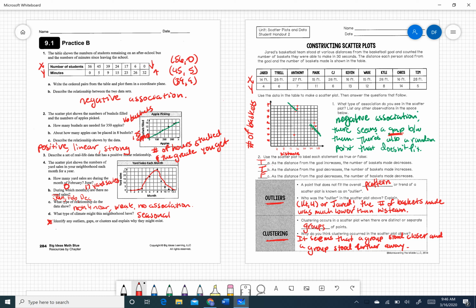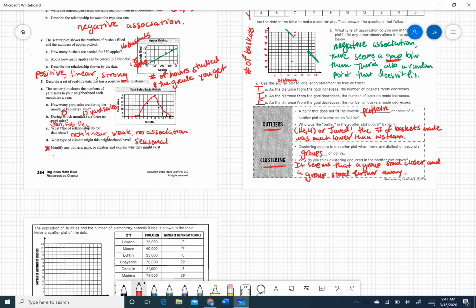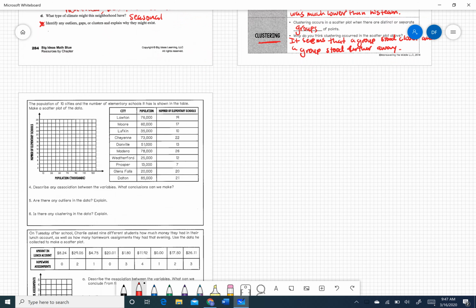Okay, and so these three things, gaps, clusters, and outliers, are the three most important things that we're going to take away from today when we're describing relationships. Okay, so I'm just going to move on to the second page here. Okay, I'm moving down to the second page.